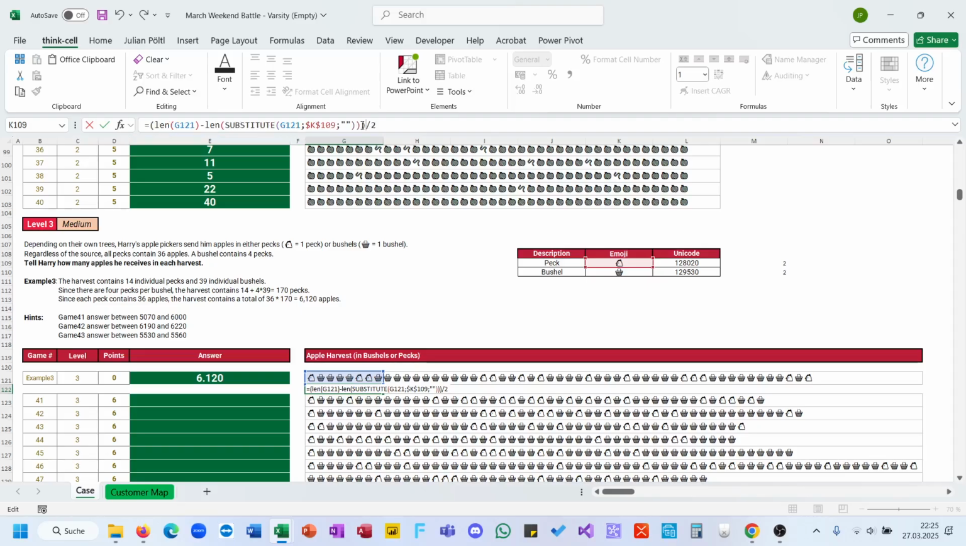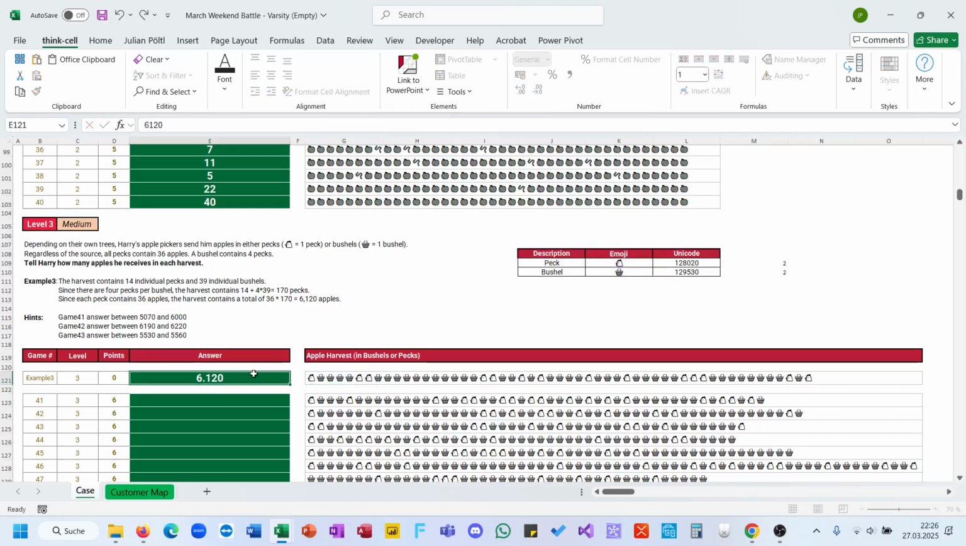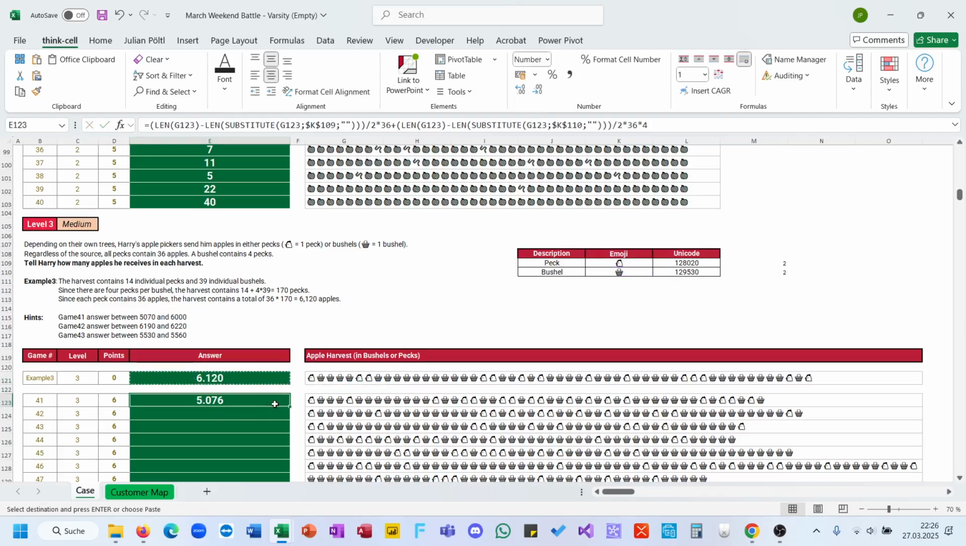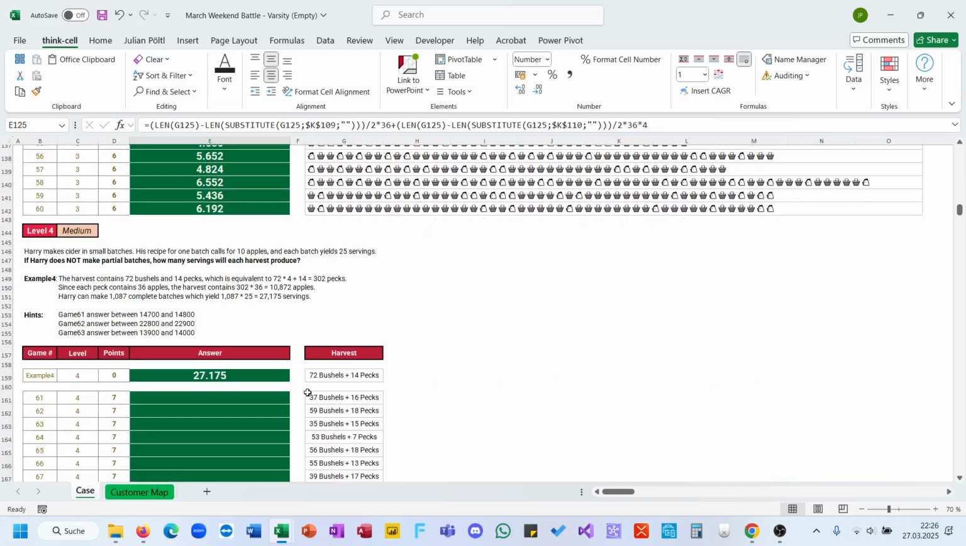make it mathematically correct. 14 pecks, and a peck is times 36, and here we go, plus this, but swapped against the bushel, multiplied with 4, and we have our answer. Let's copy it in, drag it down. It's in the boundaries, in the boundaries, in the boundaries, and I think we're good. Level 4.